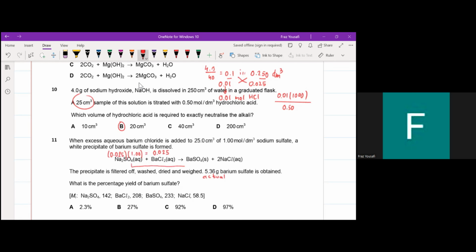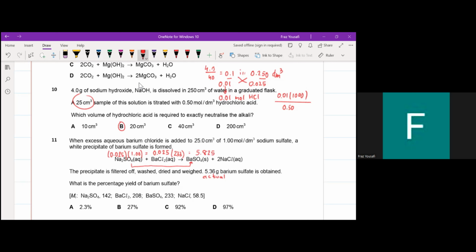Now the ratio between the sodium sulfate and the barium sulfate is 1 to 1. So not only is this giving you the moles of the sodium sulfate, it's giving you the moles of the barium sulfate as well. Now, since we've got the moles of the barium sulfate, the only other thing we need to do is multiply that by the Mr, which is 233. So 0.025 times 233, your theoretical yield comes out to be 5.825.